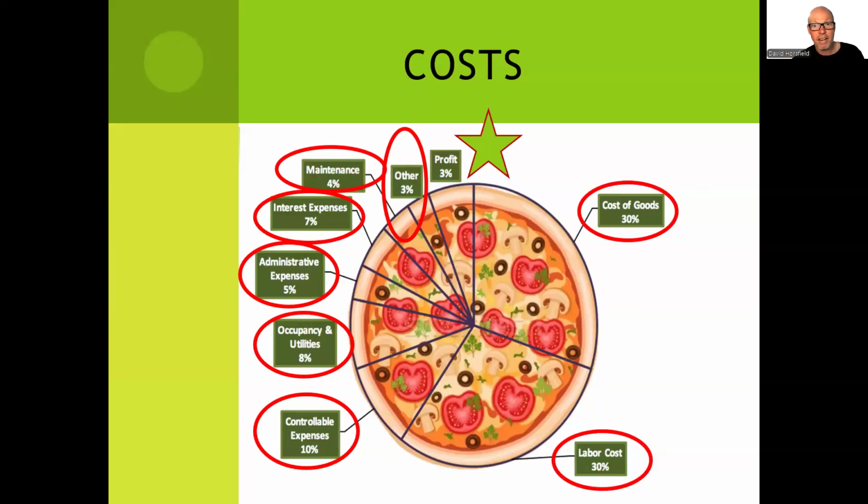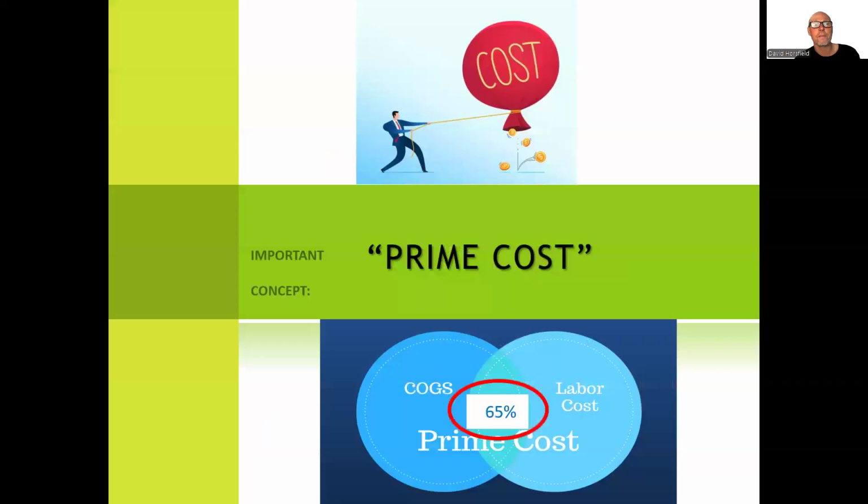The two biggest expense categories, cost of goods and cost of labor, we've got to control all of them, but they're the biggest. Right here, they're the biggest. They need our super attention. And watch what happens to the star at the top. If we take that away, we're taking away our profit if we keep increasing our expenses and we don't control them. So prime cost, cost of goods sold plus labor cost, no more than 65% as a target. And that's the importance of prime costs.